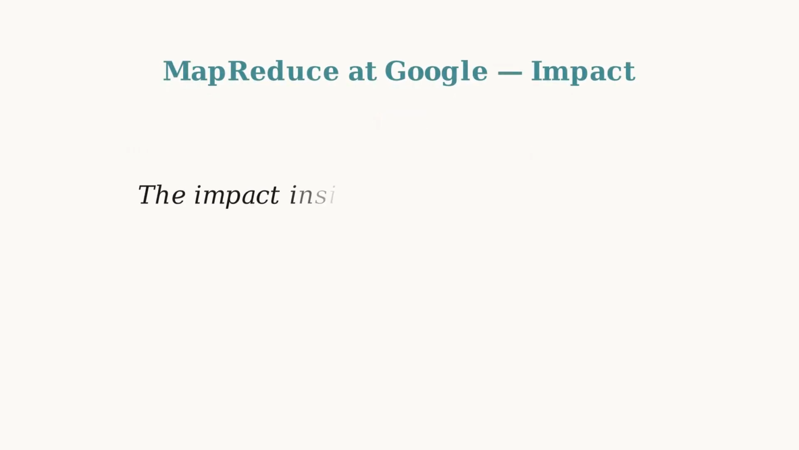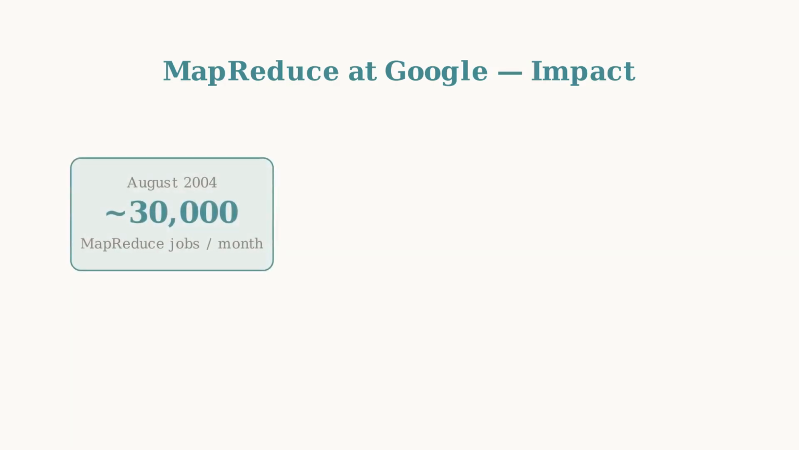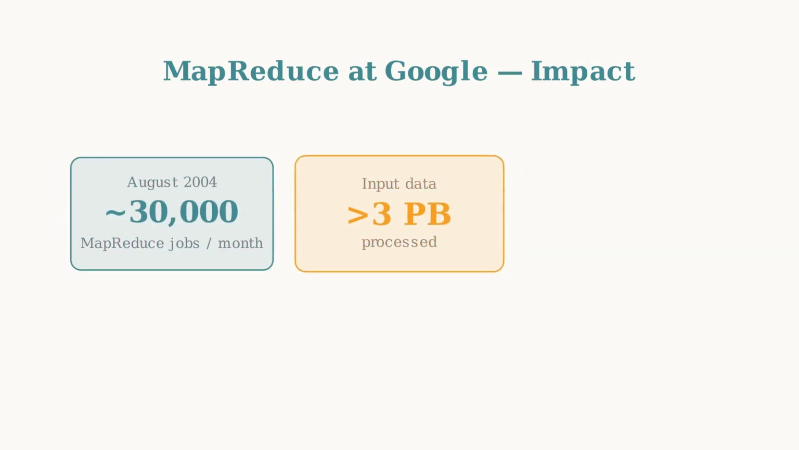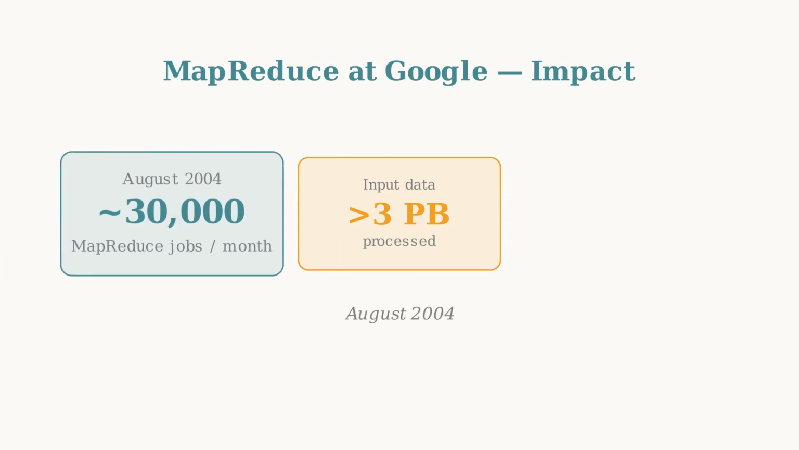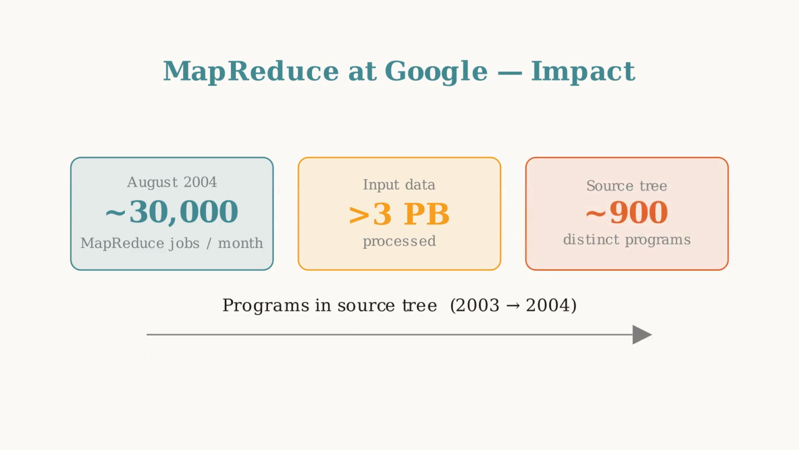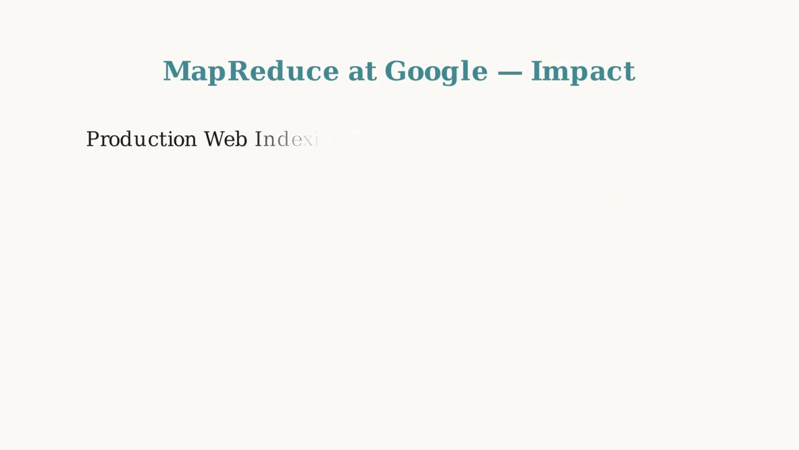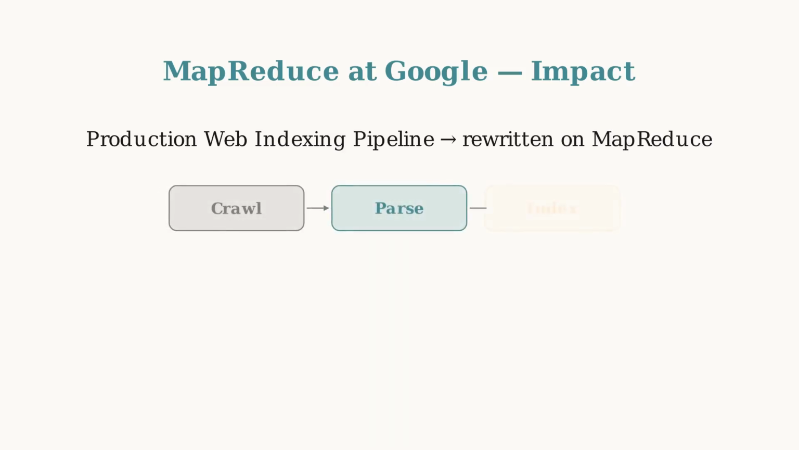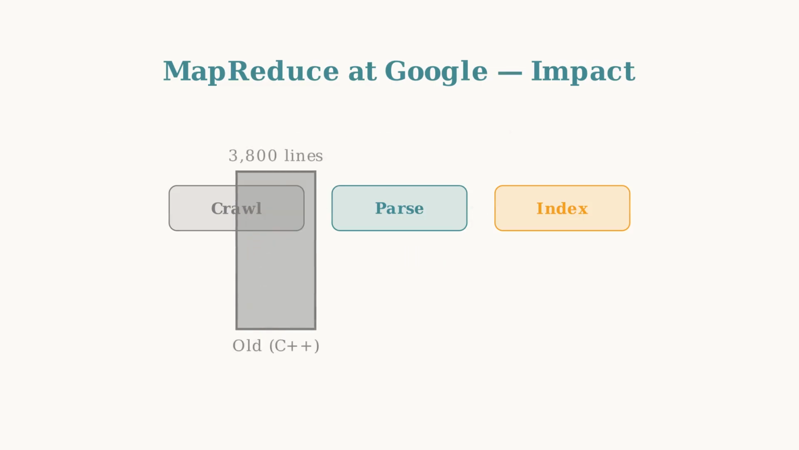The impact inside Google was enormous. In August 2004, roughly 1 year after the library stabilized, Google ran nearly 30,000 MapReduce jobs, processing over 3 petabytes of input data. The number of distinct MapReduce programs in the source tree grew from 0 in early 2003 to nearly 900 by late 2004. And the production web indexing system, the pipeline that turns crawled pages into the data structures behind Google search, was rewritten on top of MapReduce. One phase of that pipeline shrank from 3,800 lines of C++ down to 700.